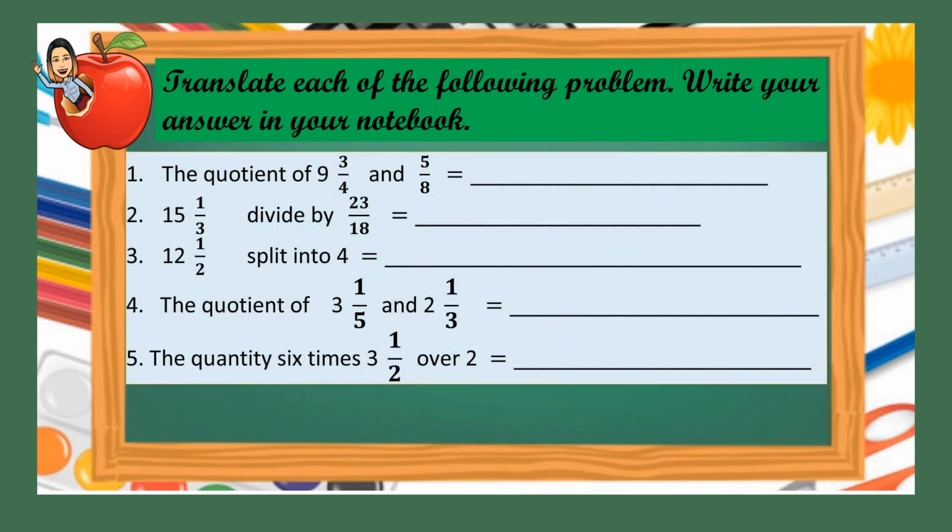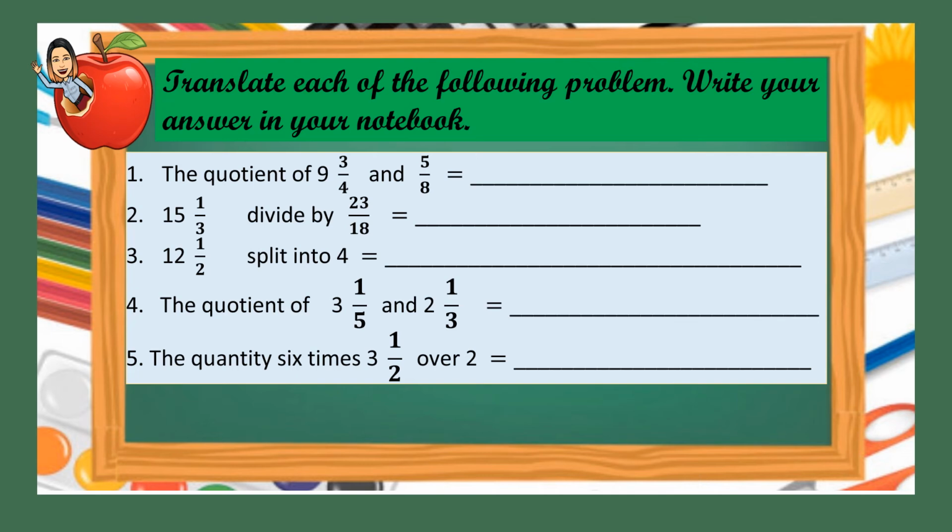Translate each of the following problems. Write your answer in your notebook or in your answer sheet. Number 1. The quotient of 9 and 3/4 and 5/8 equals blank. Number 2. 15 and 1/3 divided by 23/18.